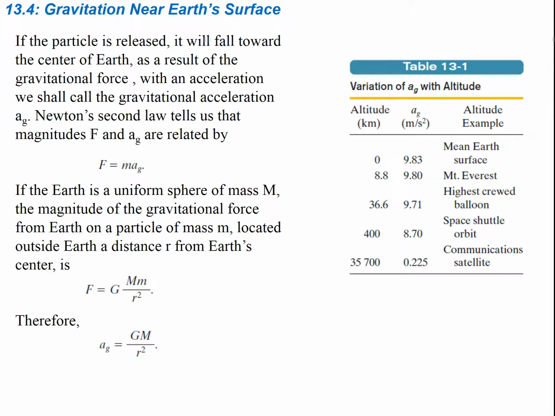So let's look at gravitation near Earth's surface. If a particle is released, it will fall towards the center of the Earth as a result of the gravitational force, with an acceleration we shall call the gravitational acceleration. So we're just going to call this a sub g. Now Newton's second law tells us that magnitudes F and a_g are going to be related by F is equal to m a_g. Right? This is just Newton's second law. And this is a subscript g.